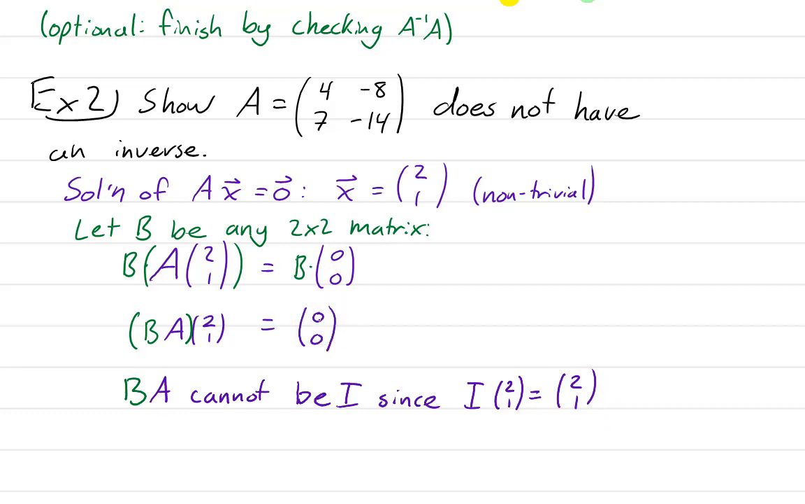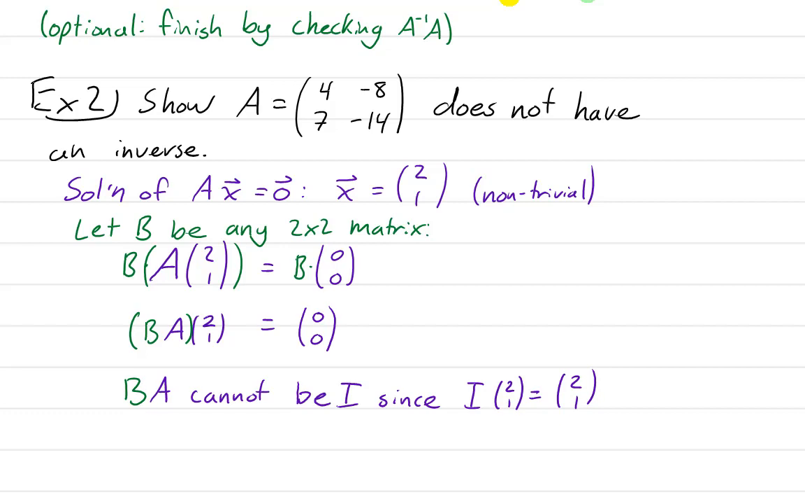So the fact that you have these linearly dependent columns means there's some way to get 0. That always means there's no way to multiply that matrix by any matrix on the left, at least, and get the identity matrix, which means it's not invertible. So B cannot be equal to A inverse here.